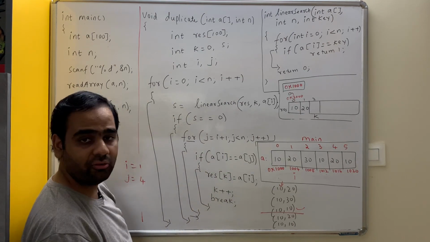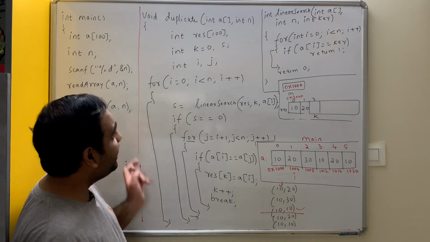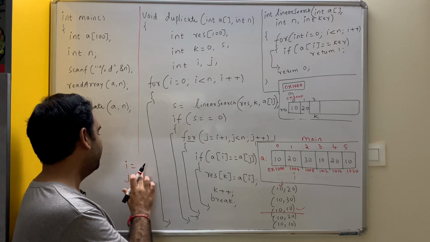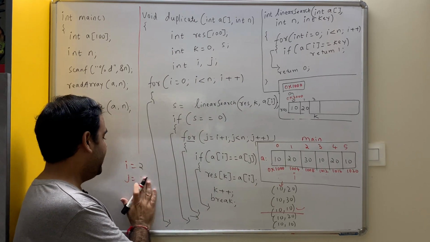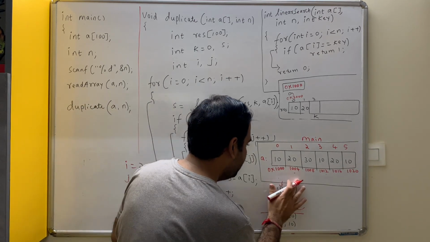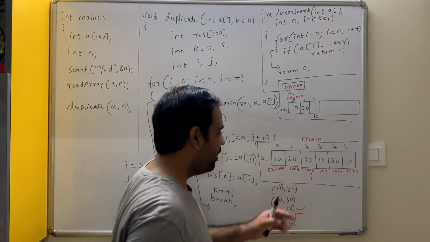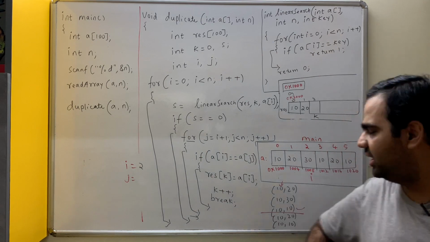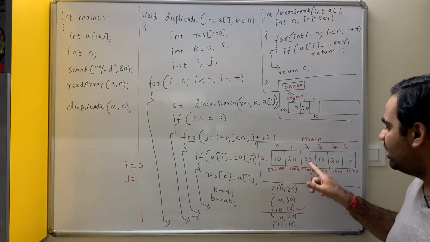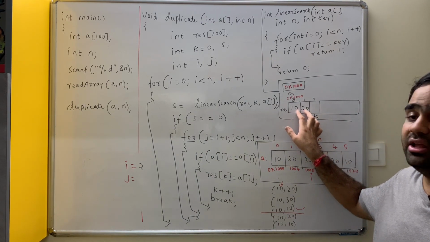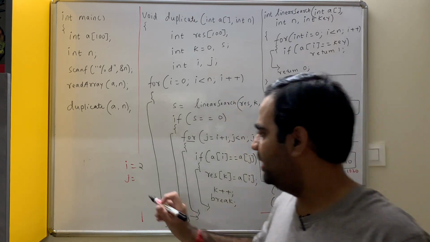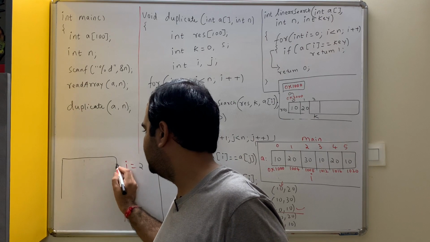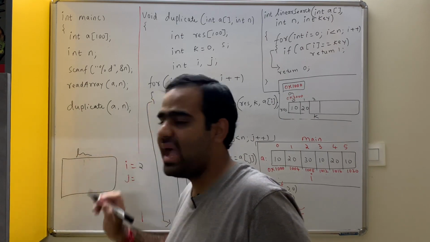This is the point where you come. Nothing to be done. Again you say I plus plus. Now the value of I will become 2. Is that okay? And again, what is A of 2? The value of A of 2 is 30. Now, before I search whether 30 is a duplicate element or not, I need to check whether 30 is already reported as duplicate or not. Therefore, again we call the function linear search, and whenever the function is called, the scope of the function gets activated.